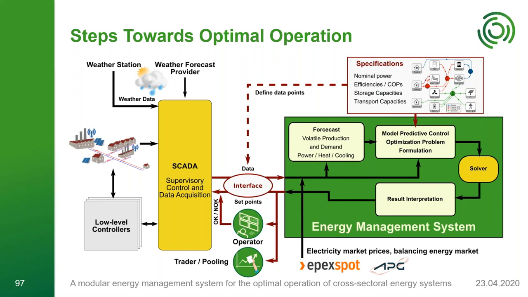What I also wanted to add here is that, of course, we need some other external information in the future. And this is the spot market prices. You see the APG, that's the Austrian power grid operator. So if you want to participate in energy markets and electricity markets, you need, of course, to have information about historic prices, and about future prices as well.